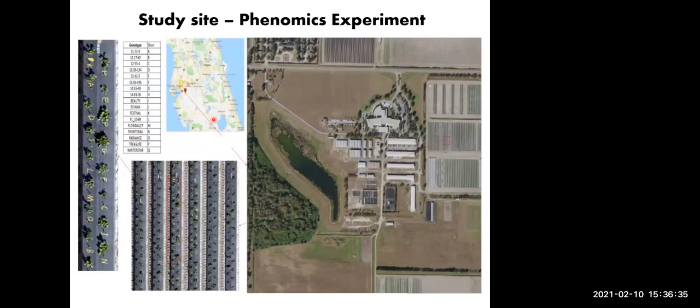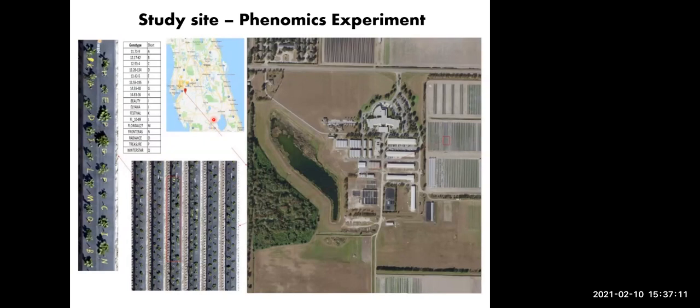So the experiment I will be talking about today was conducted at the Gulf Coast Research and Education Center, and the experiment is related to phenotyping application. And phenotyping is about extracting important traits that can be used to evaluate the different varieties that are being developed. So this is a very essential component in breeding programs such as strawberry breeding.